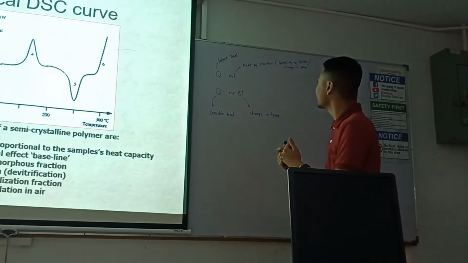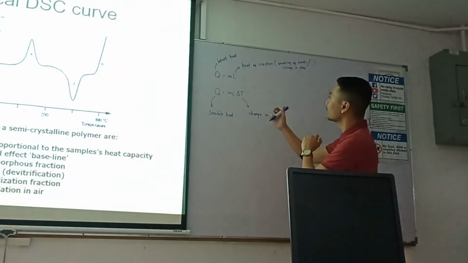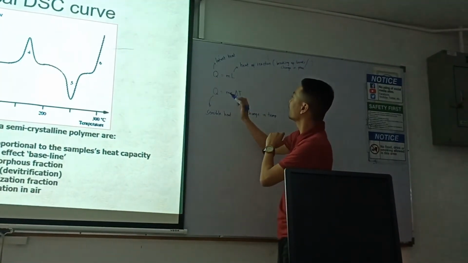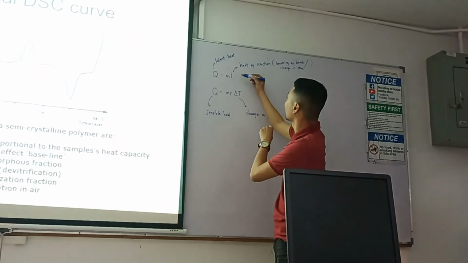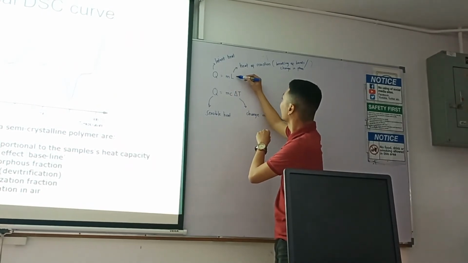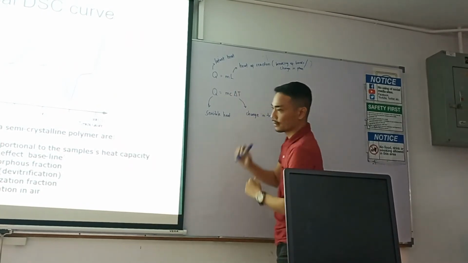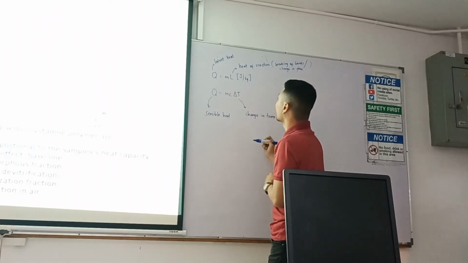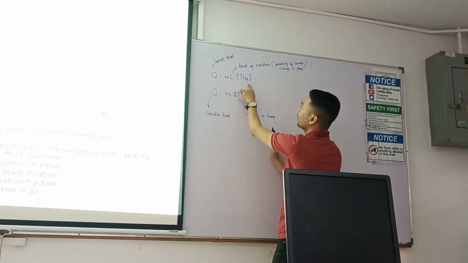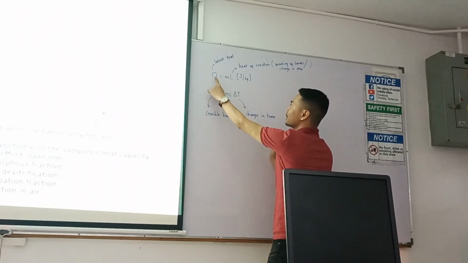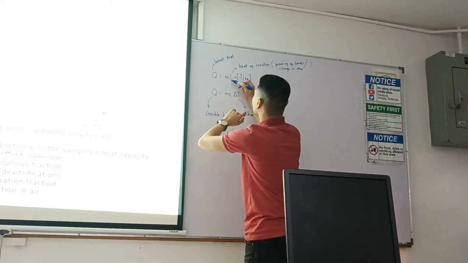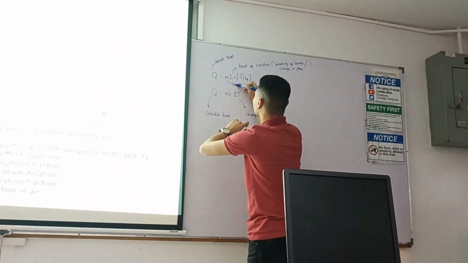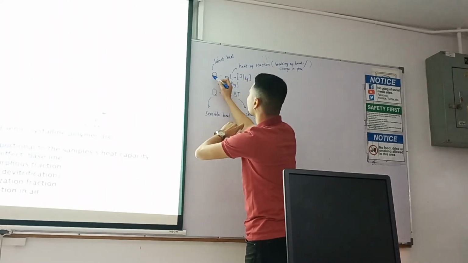Now, what would be the units if I have latent heat? What would be the unit? Units of L is what? Joule per kilogram. Okay. So if this is in joule per kilogram, this is what? In joules. This is in kilogram.